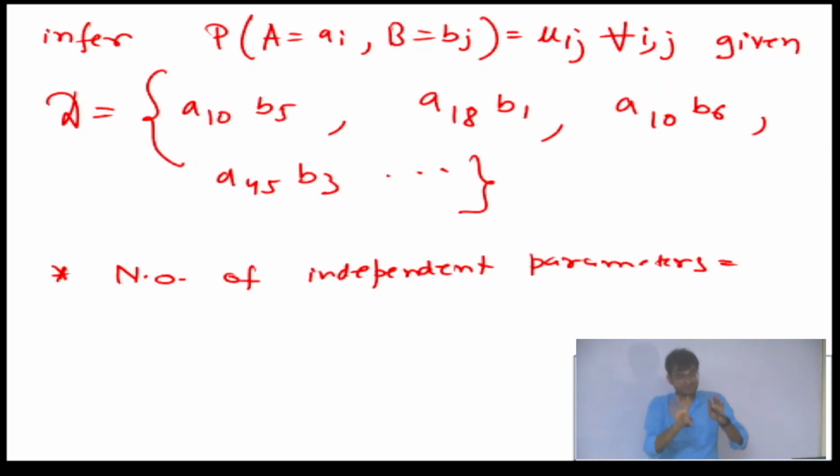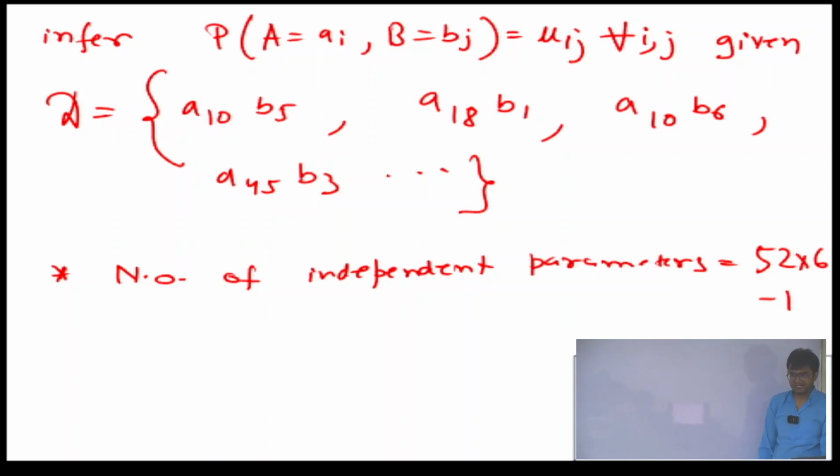So total number of parameters, think of the table, how many entries are there? 52 into 6. So that is the number of unknowns. But you have one constraint, that summation of that should be equal to 1. So you only need to find out 52 into 6 minus 1, because if you find out those, you will just subtract from 1 and get the last one. So number of unknown parameters is 52 multiplied by 6 minus 1, which is, I will say, quite a big number. What, 311 or something like that is coming, I think, but yeah.